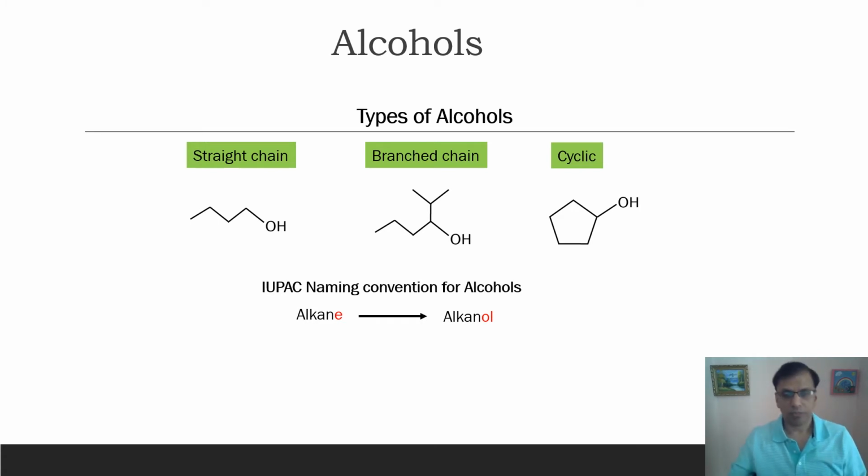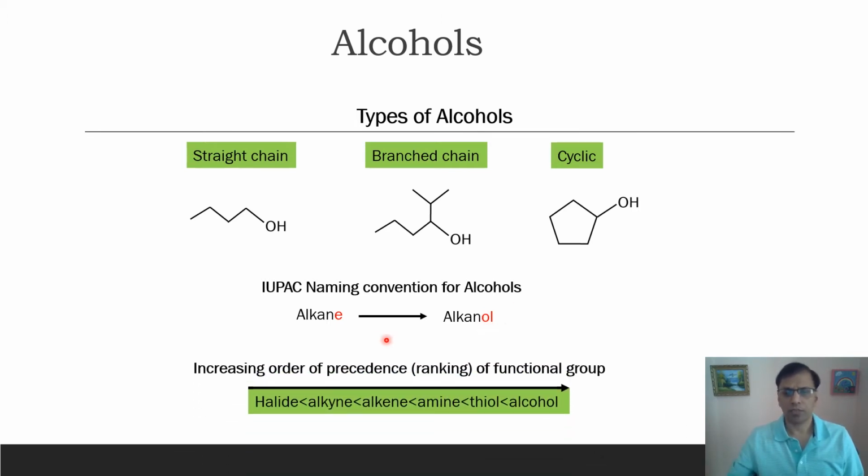So the naming convention is straightforward and similar to other. In case of the alkane, the E is replaced by OL. That's the naming convention for the alcohols. For example, if you have methane, the E of the methane is replaced by OL, and it's called methanol.